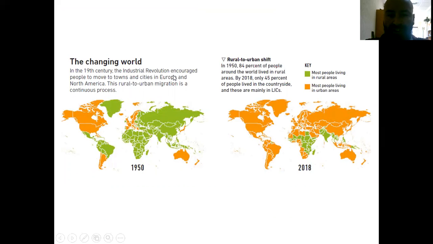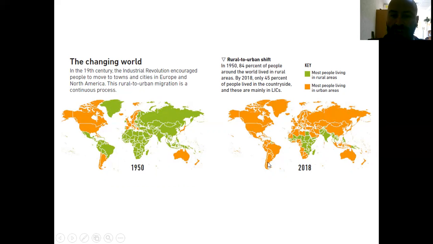As you can see, the world is changing. In 1950, most of the countries in the world had most of their people living in rural areas, okay? That was in the 1950s. As you can see, only North America, Chile, Argentina, Uruguay, Europe, Australia, and Japan had most of their people living in urban areas. As for now, in 2018, it's totally different.